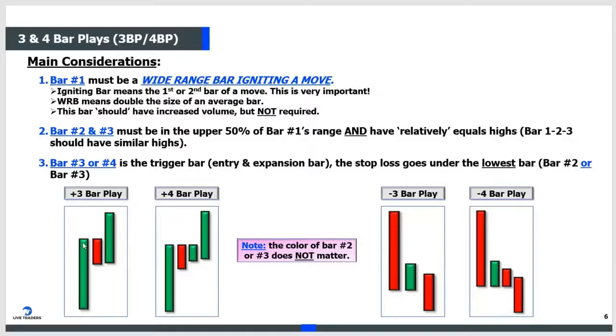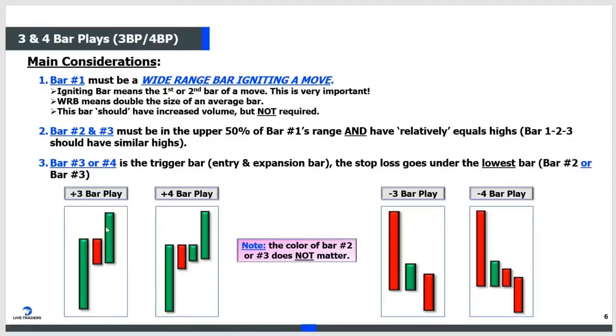But if bar number 1 high is 50, bar number 2 high cannot be $50.50. That's 50 cents different. They have to be relatively equal highs. Now, obviously, if it was on a daily chart, you'll be a little bit more flexible. If you're trading a 2-minute chart, pennies matter. Nickels matter. So it has to be in the upper 50% of bar number 1, and it has to have a relatively equal high.